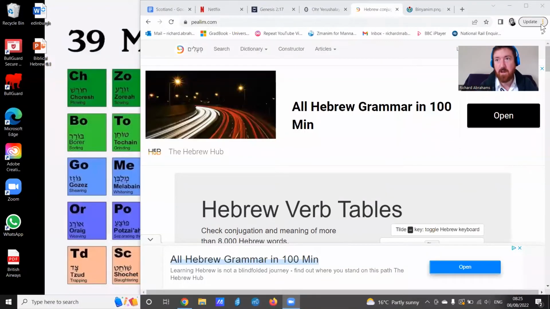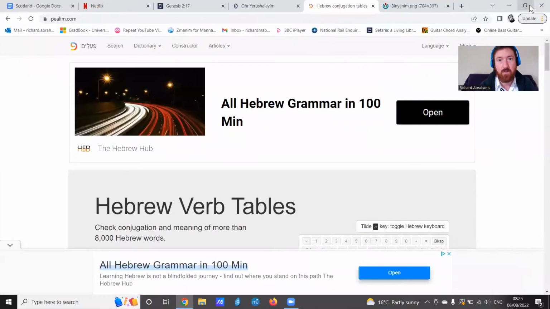Because of Tisha B'Av yesterday, we weren't in a position to do any study. So I thought I'd do you a little bonus grammar for those of you who want it. I'm going to do a little bit more on the binyanim because this is a really tricky concept, but once we get the hang of it, it's actually really super useful.